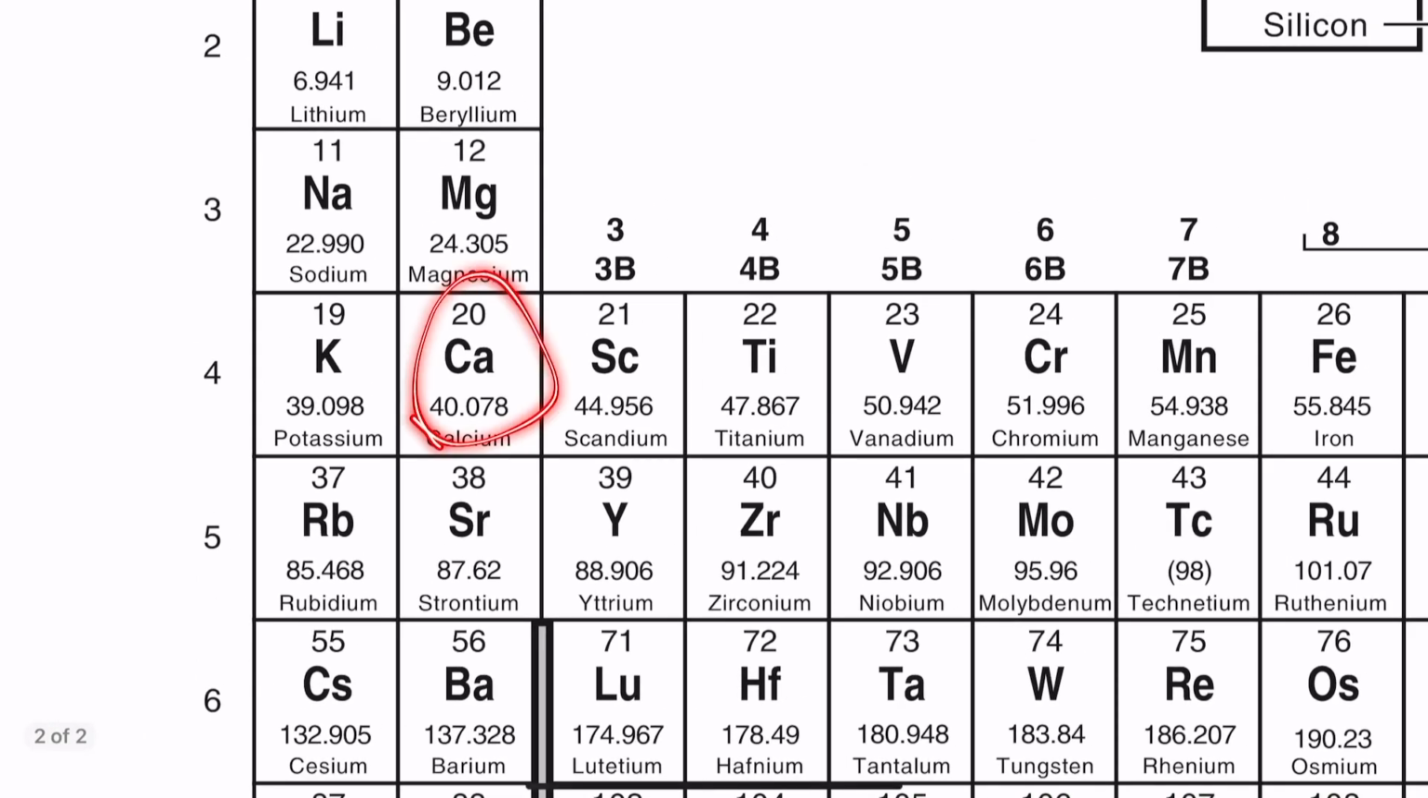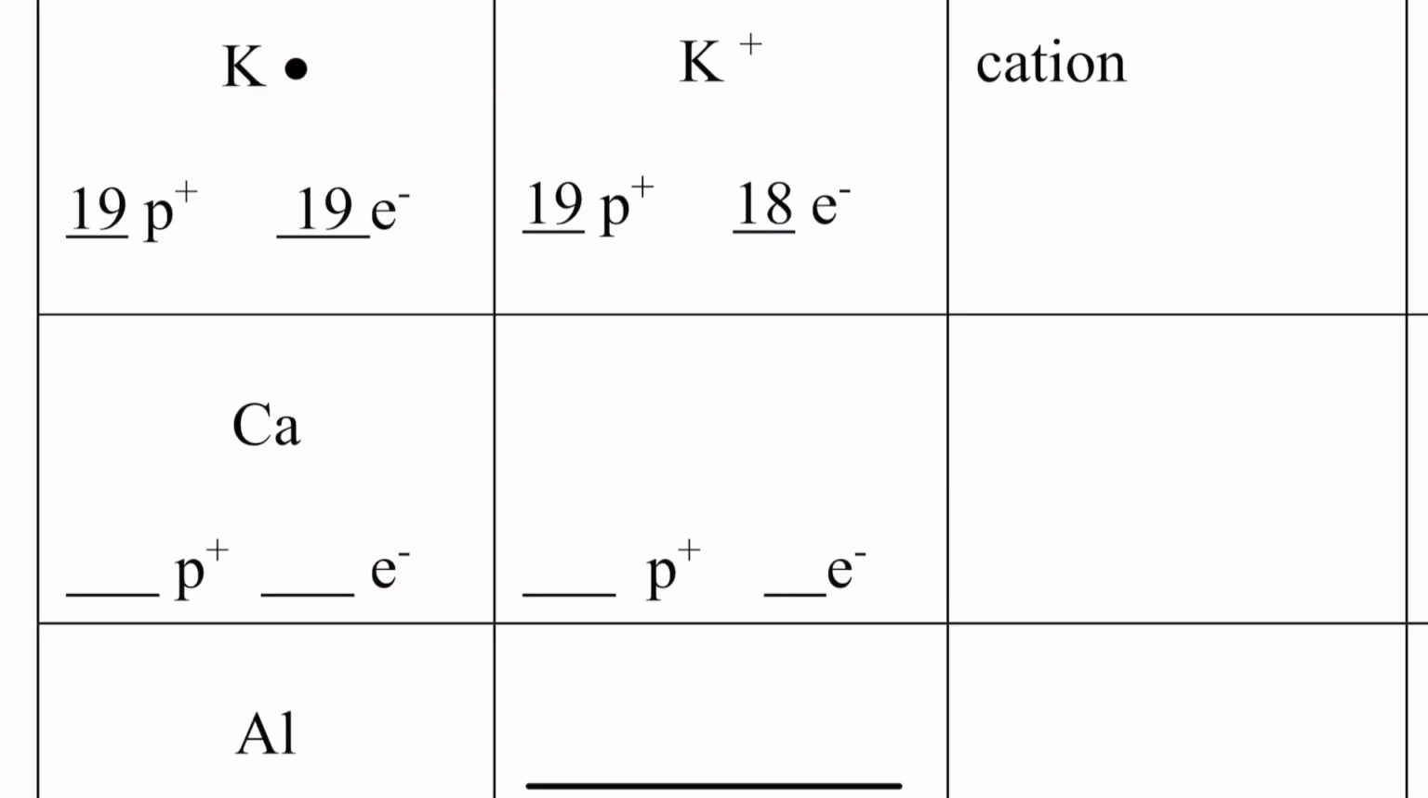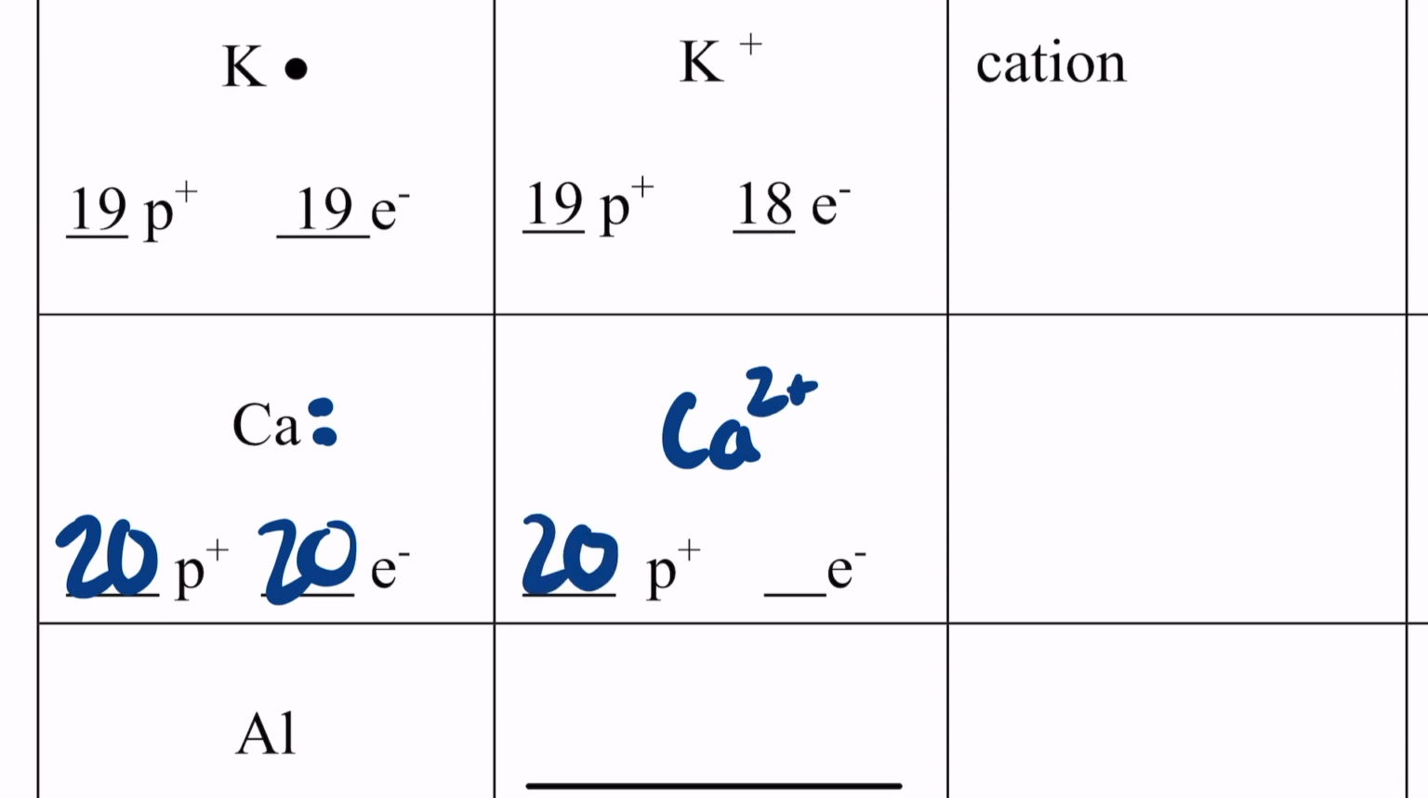So calcium, this is number 20 on the periodic table, and it's in column 2, so it's going to have 2 valence electrons. So I'd probably draw it something like calcium with 2 dots around it. And then, since I said it was number 20, it has 20 protons and 20 electrons in its neutral state as a metal. When it ionizes, it should lose those 2 electrons and have a 2+ charge, meaning it will have 20 protons and 18 electrons, and that positive charge makes it a cation.